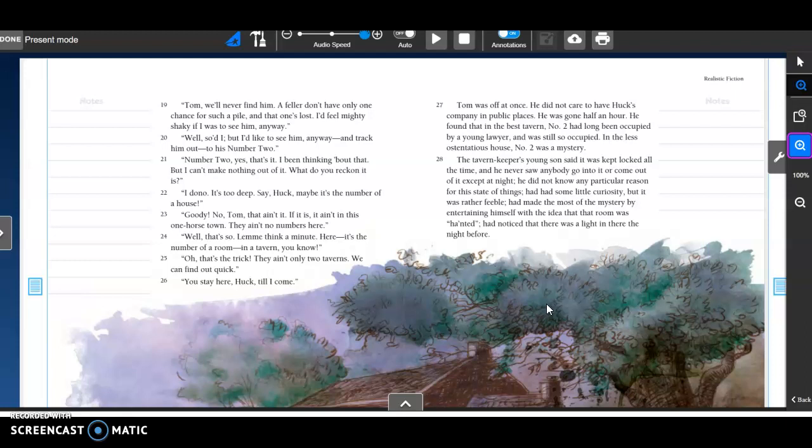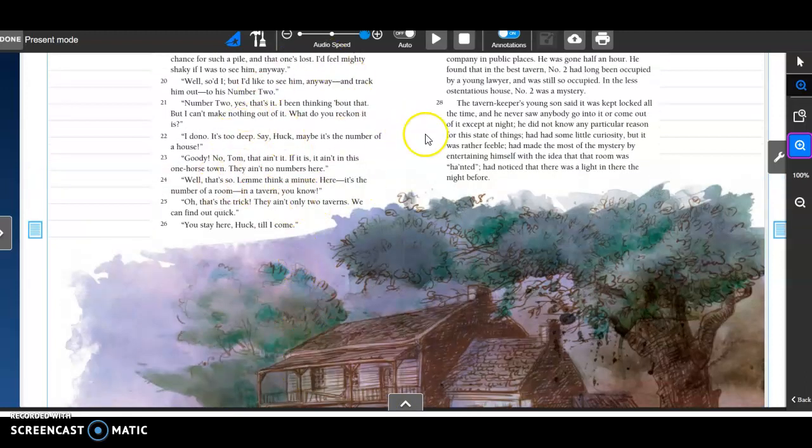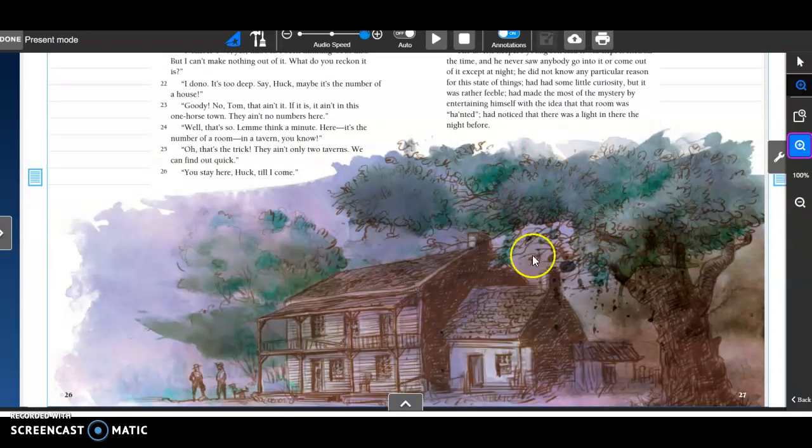All right, so we look at this illustration right here. What is this a picture of? What do you think this is a picture of? If you said outside of the tavern, you're right. Okay, so this is the outside of the tavern that they're talking about up in here. And here, this is all about taverns and where they're going. So what details does the tavern and the illustration kind of show you that's really not mentioned in the text?